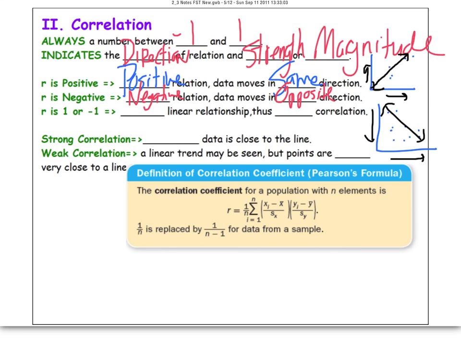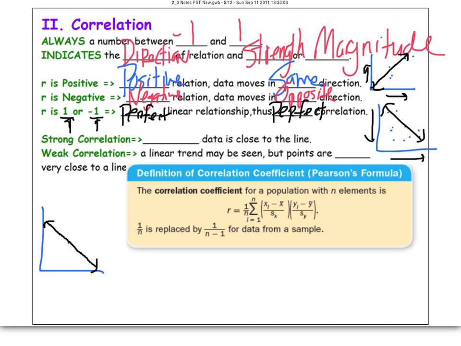Now if R is 1 or -1, it is said to have a perfect linear relationship, and we say it has a perfect correlation. Again, there are two numbers that indicate perfect correlation: 1 or -1. If it's +1, the data moves upward. If it's -1, the data moves downward. The 1 part indicates that the line will hit every single point on your scatter plot.